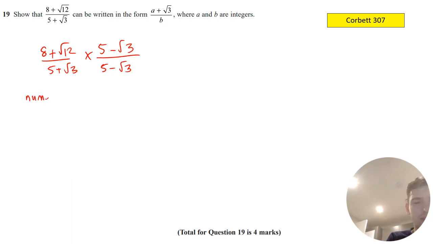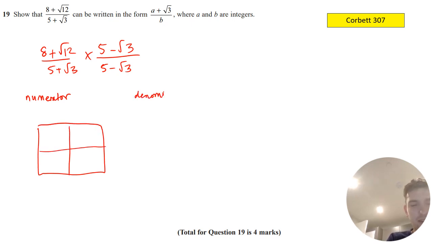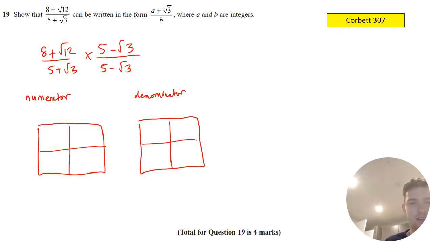And now I'm going to set up two boxes for the numerator and the denominator, because both of these have two terms that I'm multiplying together. So let's go ahead and do this. So the numerator, 8 root 12, 5 minus root 3, and the denominator, 5 root 3, 5 minus root 3. Let's do the numerator first. So 8 times 5, 40. 5 times root 12, which is 5 root 12. 8 times minus root 3, minus 8 root 3.